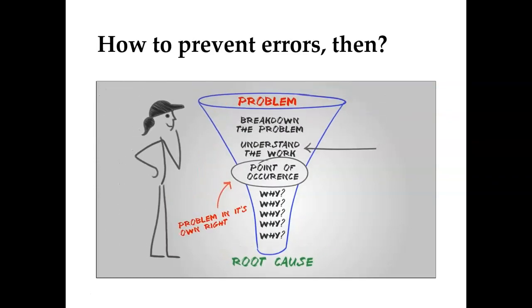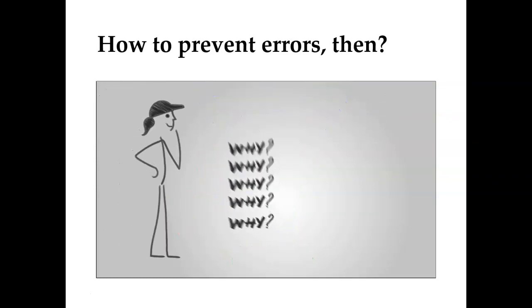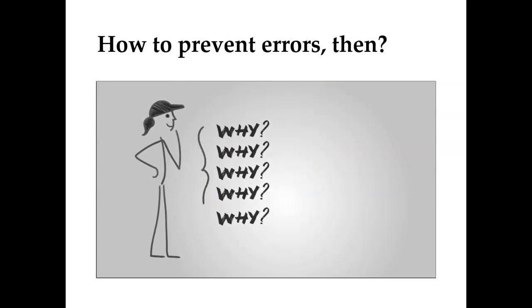Now, we can do the fun part, which is to start to ask the five whys. We can put on our investigative hats and ask why is this occurring? That will lead us to a root cause, regarding which we can attach a countermeasure.